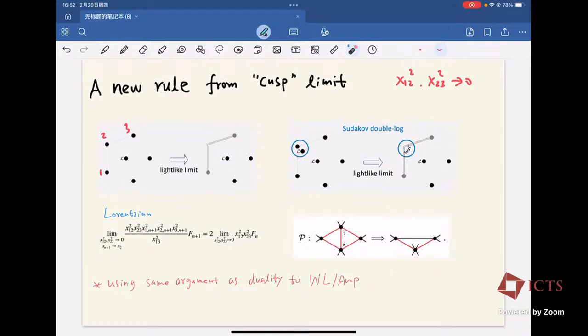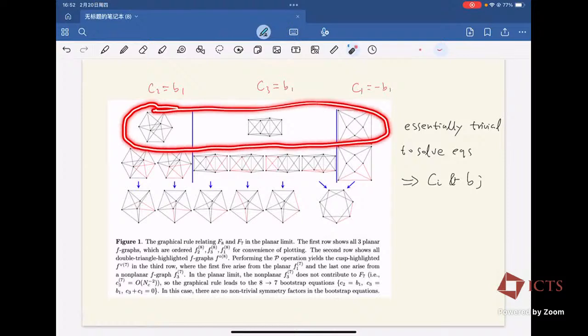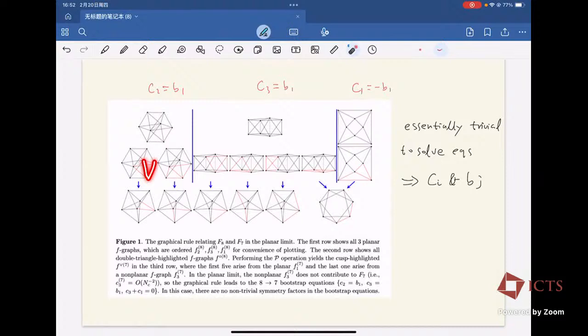Since this double triangle structure is everywhere, and this cusp structure is literally present in every graph at n plus 1, this rule gives you very, very strong constraints, essentially constraining every graph and all the coefficients in the story. Here is a very simple example. For the first really non-trivial example, you look at your 8-point graph with 3 F graphs, and you start looking for this double triangle structure, and then you pinch the double triangle into a cusp.